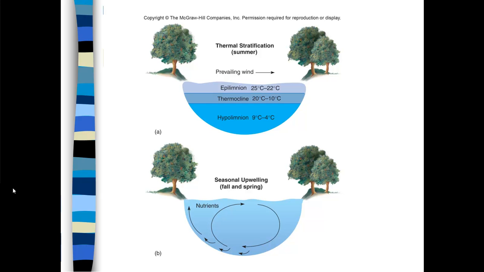Now, during the summer, you get what's called thermal stratification. And so the colder water will sink, the warmer water will be at the top. Okay, it will rise, and you have the epilimnion, the thermocline, and the hypolimnion as the different phases of the water. And then in the spring and fall, you get seasonal upwelling because of nutrients creating heat at the very bottom of the aquifer. And once those nutrients create heat, the water rises, and that creates a current.